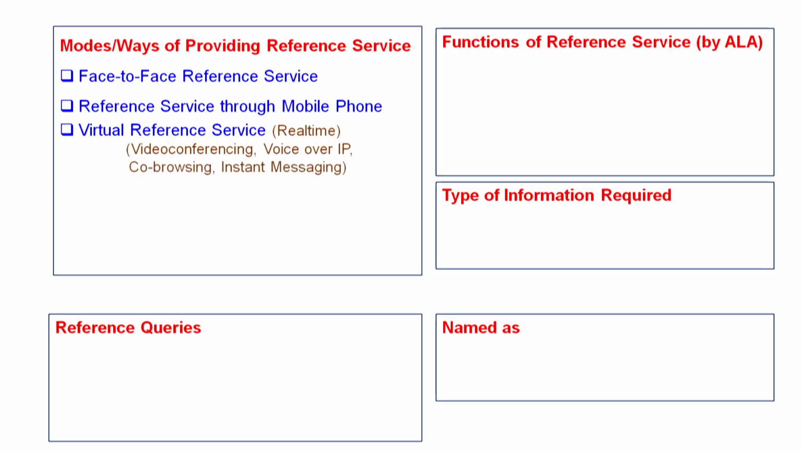And there is some real-time conversation in an online mode that we call virtual reference services, where you are interacting with a particular user not in person but in an online format in real time. That means he is asking the question online and you are able to answer it online at the instant time. Video conference, voice over IP, co-browsing, IM or instant messaging, these are some examples of such virtual reference services.